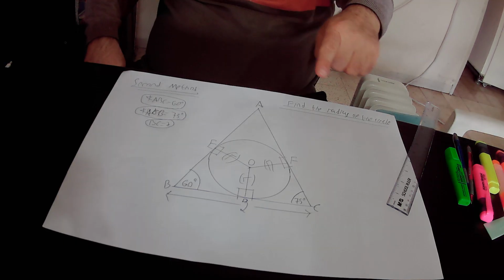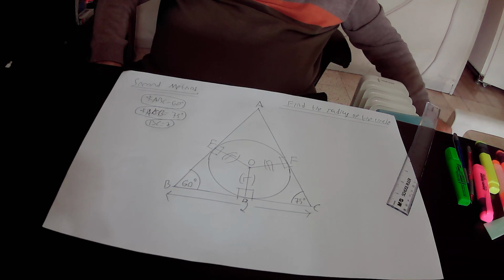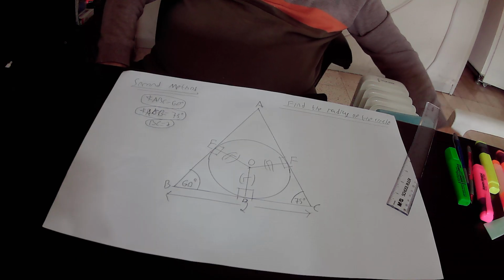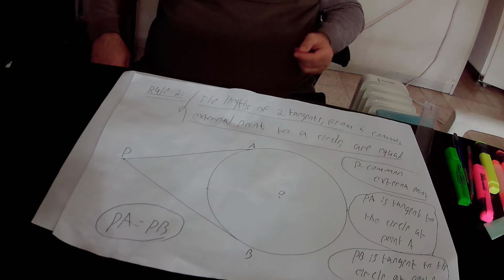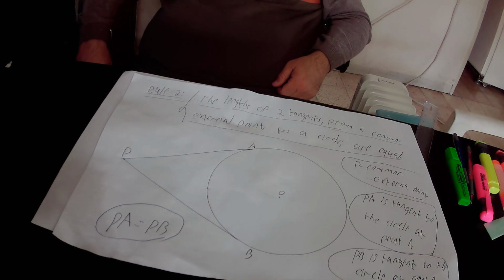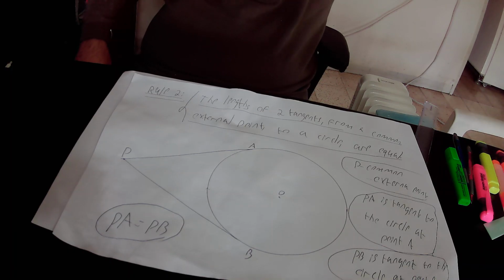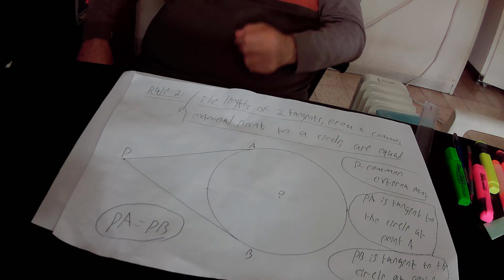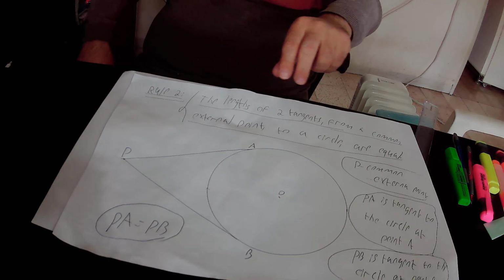In the next step, we'll focus on the common start point C. Actually, you can implement rule number 2. According to rule number 2, the lengths of two tangents from a common start point to a circle are equal. In the drawing we have a circle and a common external point P. From P, we have two tangents to the circle, tangent PA and tangent PB. According to rule number 2, they are equal to each other. That is to say, PA equals PB.